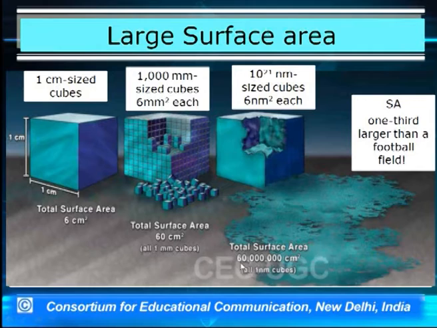6 crore square centimeter. You can compare this area, it is about one third of a football field. In just a 1 centimeter cube sized material, if we break it into nanometer sized cubes, then it can expose one third of a football field. Now, you can imagine how much increase in surface area actually occurs.